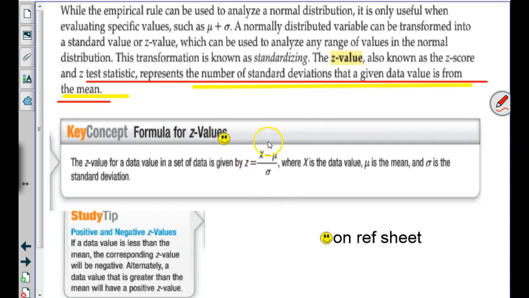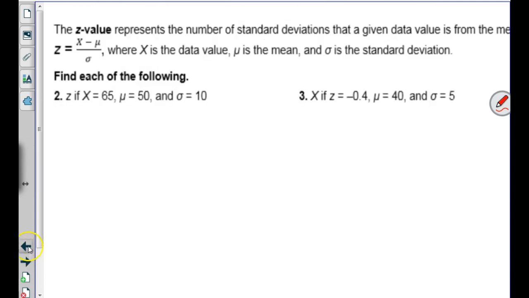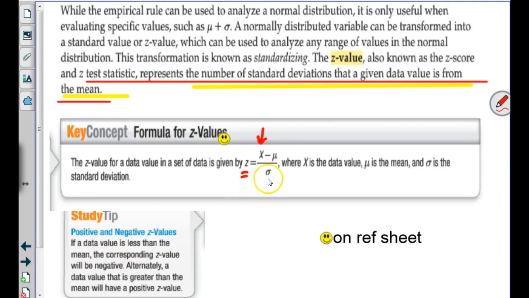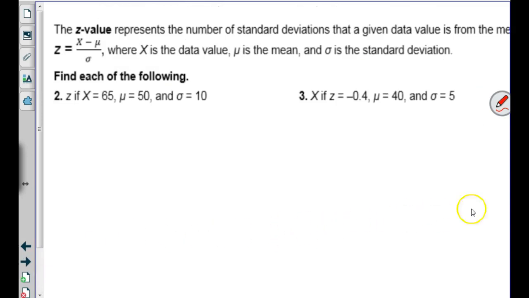So this formula will be on your reference sheet. To find the Z-score, you take whatever number you're talking about minus the mean and divide it by the standard deviation. In other words, how many standard deviations are you away? By the way, a positive just means you're above the mean. Negative means you're below the mean by a number of standard deviations. So you have these two quick questions. There's something like this on the quiz when we get to having a quiz on this. But if you have the formula, it should just be an algebra question, right?